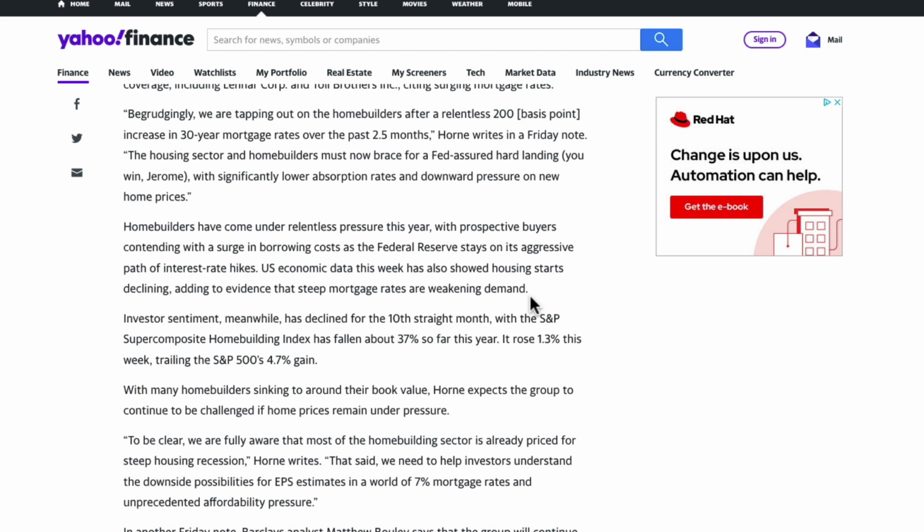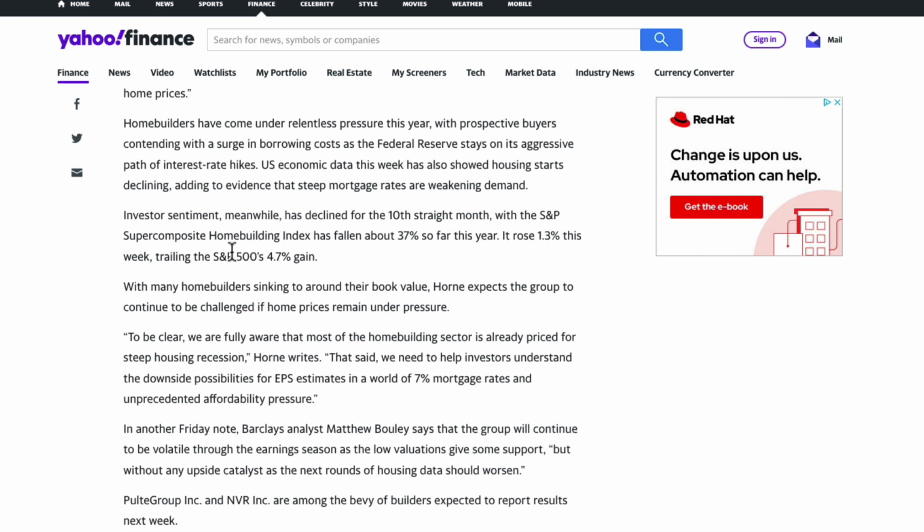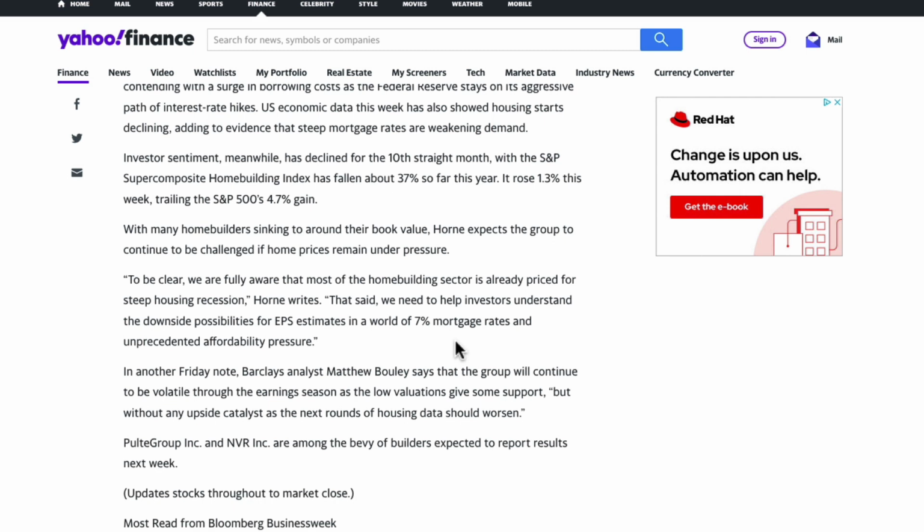happening at the same time, not just a drop in demand. Investor sentiment, meanwhile, has declined for the 10th straight month, with the S&P Super Composite Home Building Index having fallen about 37% so far this year. It rose 1.3% this week. And we'll look at some of the real estate sectors, REITs specifically, versus their performance against the S&P for the last week. With many home builders sinking to around their book value, Horn expects the group to continue to be challenged if home prices remain under pressure.